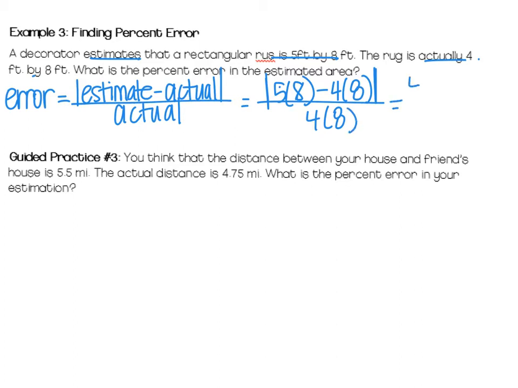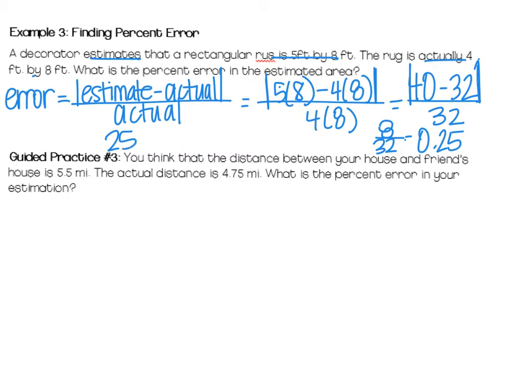That gives me 40 minus 32 in absolute value over 32. 40 minus 32 is 8. 8 over 32 is 0.25. So my percent error is 25%.